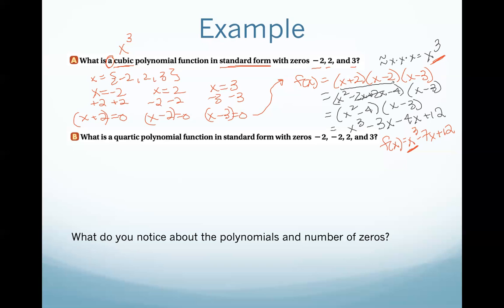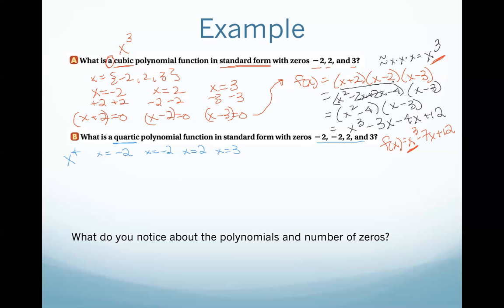So let's practice that process again. I'm going to lead you through it with part B. Now we're looking for a quartic function. What does quartic mean? Like a quartet is 4 people, or a quarter is 1/4 of a dollar. Quartic is 4, so that's x to the 4th. We know we have our zeros here. We have x equals -2, -2, 2, and 3.